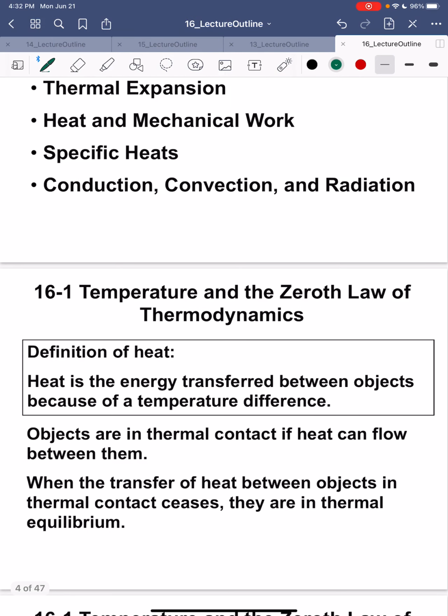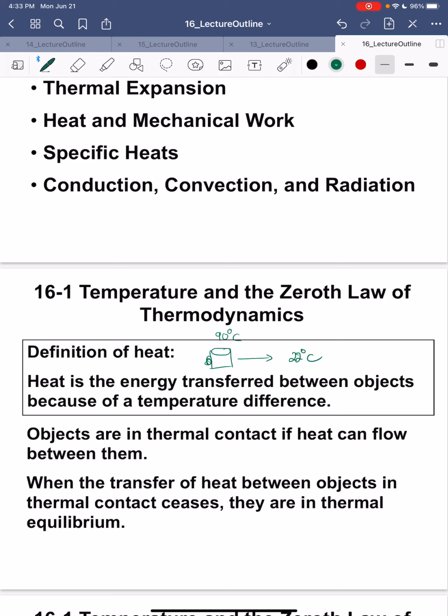Now, the definition of heat. Heat is the energy transferred between objects because of the temperature difference. Here, I have my cup of coffee. It is, let's say, at 90 degrees Celsius, and my room is at 22 degrees Celsius. Then there is a difference in temperature. You're going to find that my cup of coffee is going to give off heat. This is one form of energy that is going to be given to the environment until we reach equilibrium. We call it thermal equilibrium, when the two temperatures are the same.